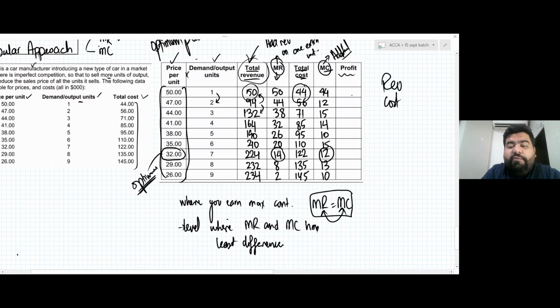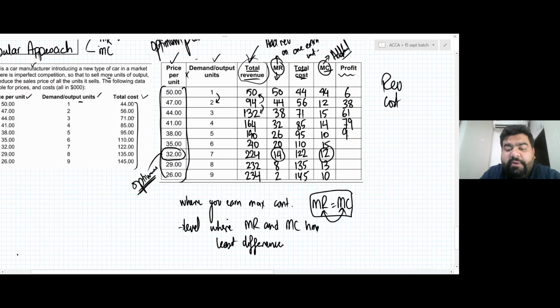So 50 minus 44, it's 6. 94 minus 56. For profit, we will not deduct marginal cost from marginal revenue. No, total revenue minus total cost. 94 minus 56, the profit is 38 here. 132 minus 71, the profit will be 61 here. 164 minus 85, 79 is the profit here.